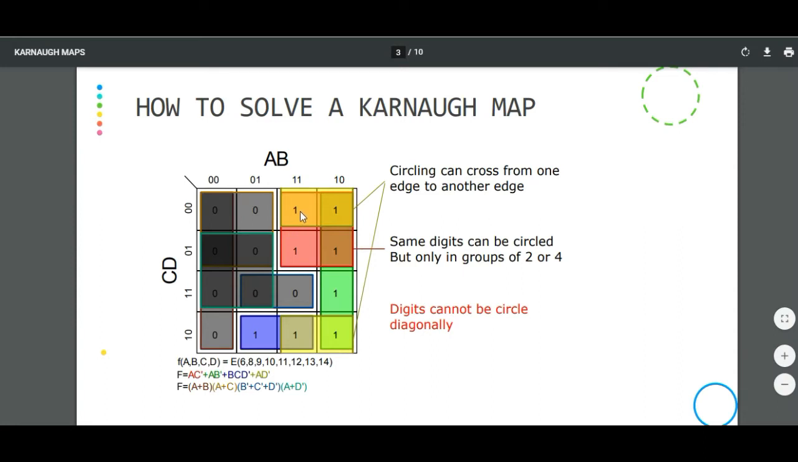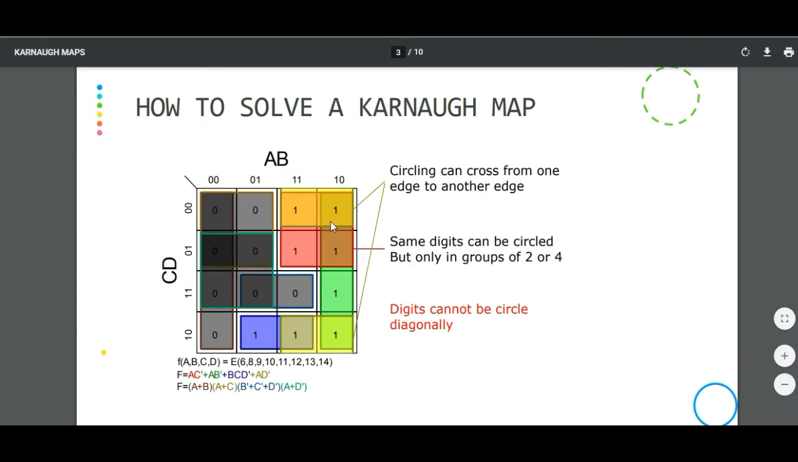As you can see, the yellow box takes 1 and 1 from here and 1, 1 from here. And this red box is also a square, and it has taken 4 ones in the same position rather than crossing from one edge to another. It can also be taken by 2 as well. As I said, the same digits can be circled but only in groups of 2 or 4.